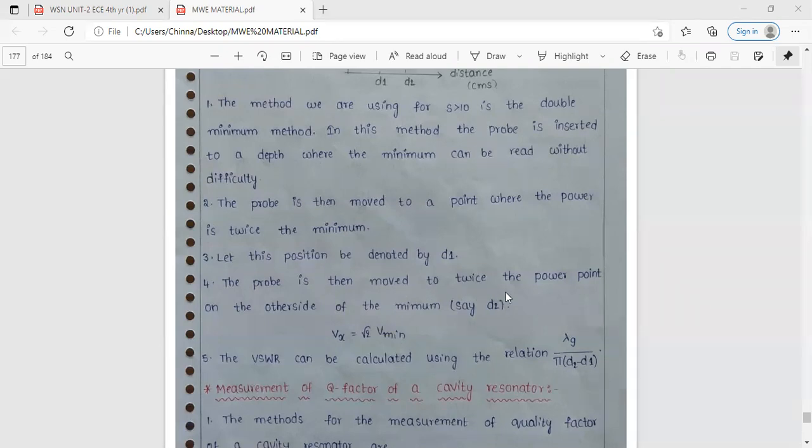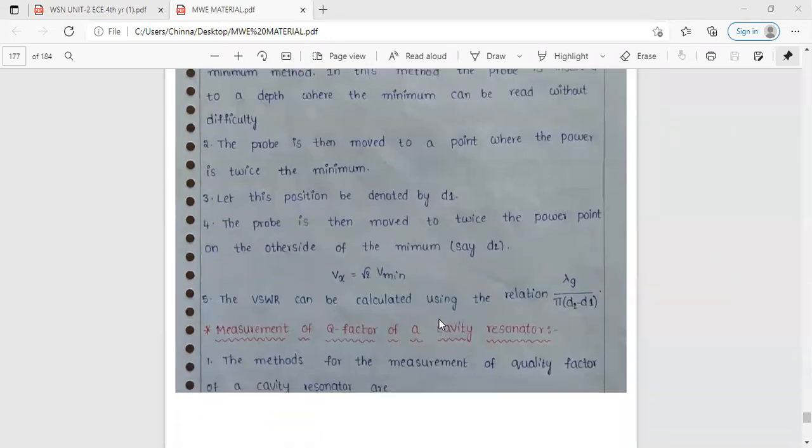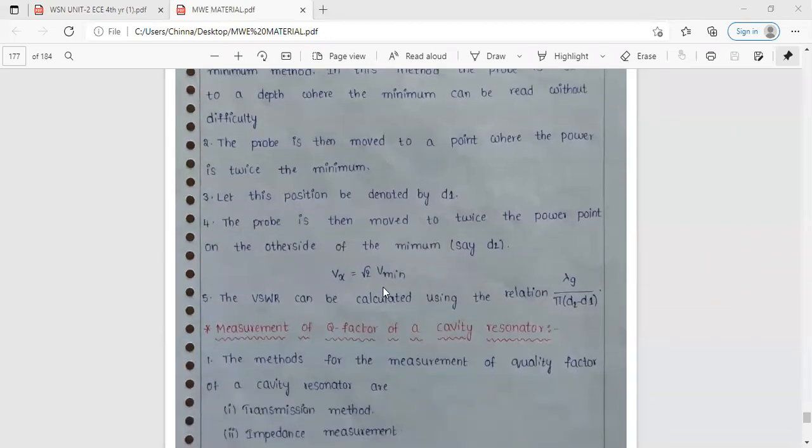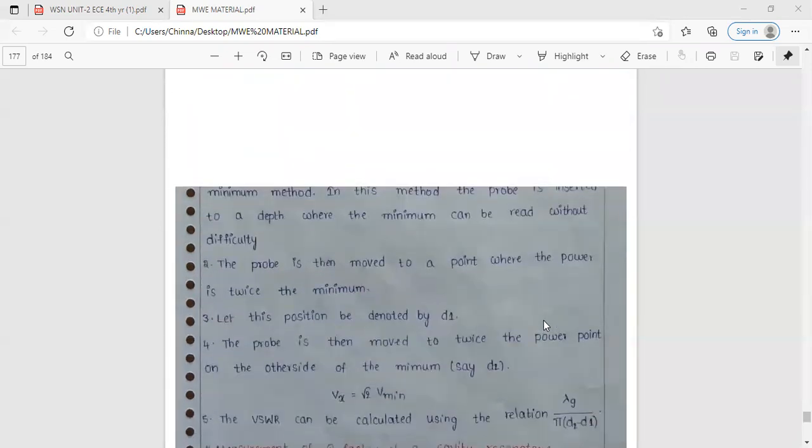The probe is moved to the twice the power point on the other side of the minimum, say D2. So it will be considered as two successive minimas and two successive maximas will take place across this point. So Vx is equal to the square root of 2 into V minimum. So VSWR is calculated as the relationship: S is equal to lambda g by pi into d2 minus d1. This is the VSWR value. That is the successive maximum differences.